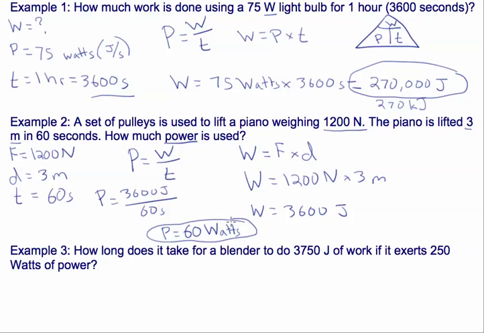So even if I make you use both equations, they are still simple 3-variable equations. You should be able to put them together to get any answers you need. Let's do one more. How long, that means you're being asked about time, does it take for a blender to do 3,750 joules of work if it exerts 250 watts of power?